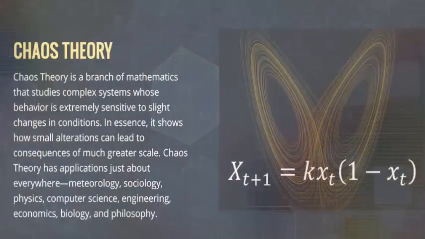Chaos theory. Chaos theory is a branch of mathematics that studies complex systems whose behavior is extremely sensitive to slight changes in conditions. In essence, it shows how small alterations can lead to consequences of much greater scale. Chaos theory has applications just about everywhere: meteorology, sociology, physics, computer science, engineering, economics, biology, and philosophy.